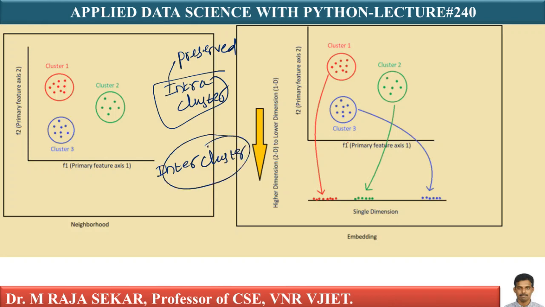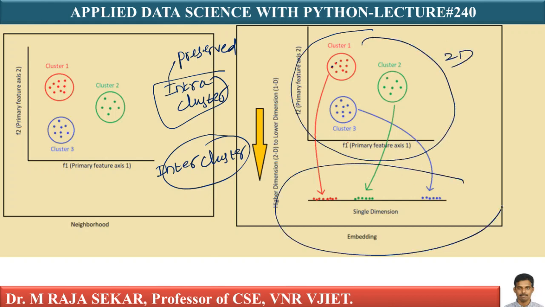What does it mean? I will repeat. Intra-cluster distances are similar means, if you see the distance between these, this is the data in 2D, and this is the data in 1D. First we must realize that I am embedding these neighboring points into one-dimensional space.